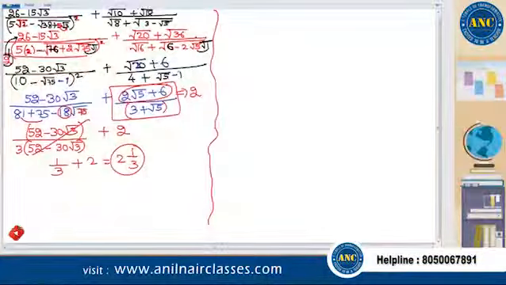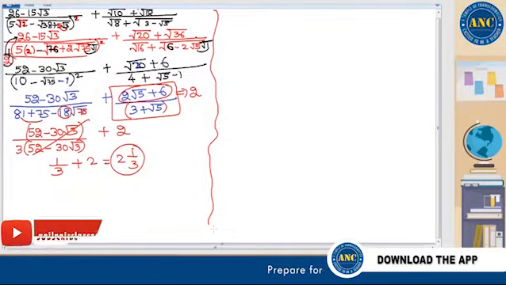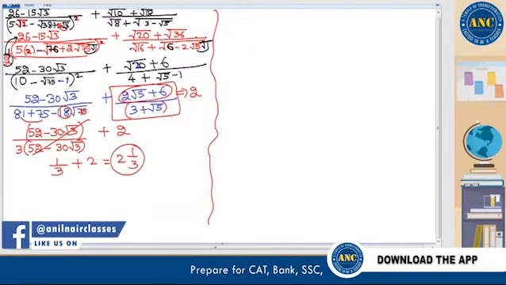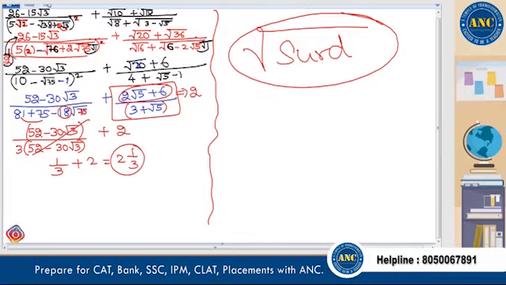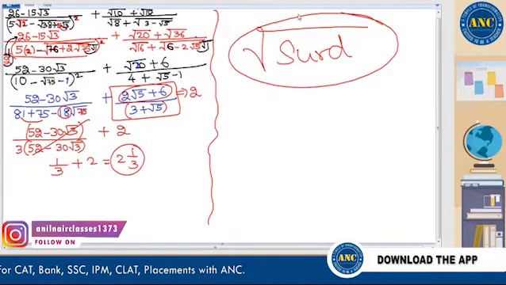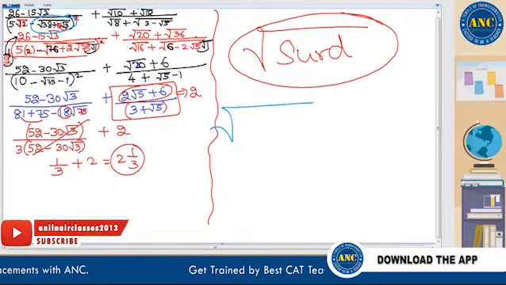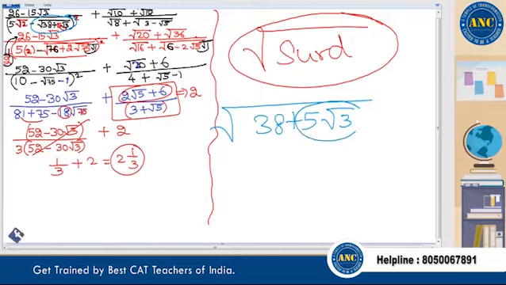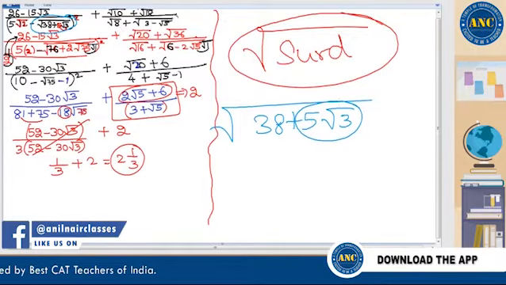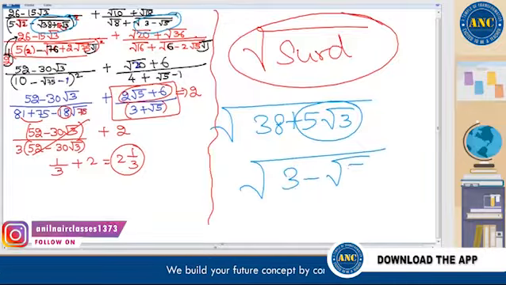Arvind, what is the other method which might come to your mind? There is no other method, right, Arvind? Whenever you have square root of a surd, use this method. Simple. In this particular question, Arvind, if you see, I have square root of 38 plus 5 root 3. This 5 root 3 is a surd. Use this method. In this denominator again, I have square root of 3 minus root 5. This root 5 is a surd. Use this method.